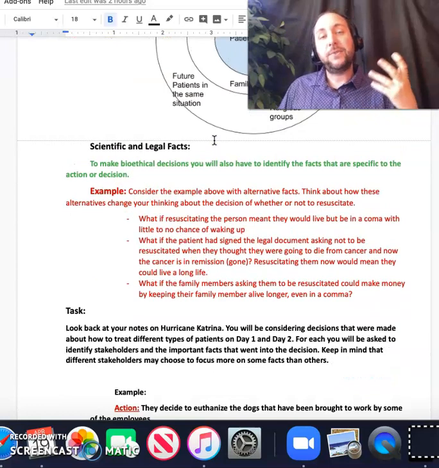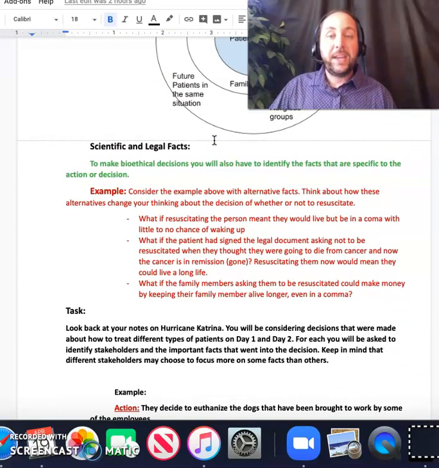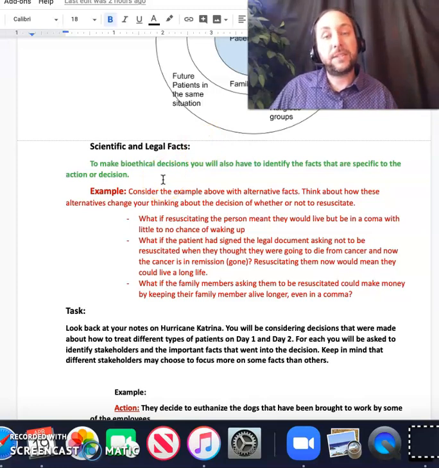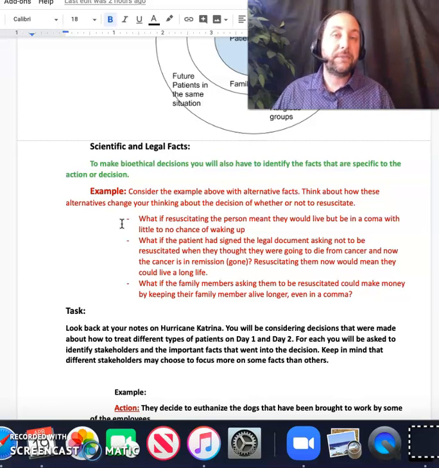But what if I gave you some additional facts, right? And I said, would this change your thoughts about it? Should we have resuscitated that person or not? Legally, right now, they would not. If you have a DNR, it doesn't matter what your family wants. The hospital, the doctors are legally not allowed to save your life. But would that be changed if different situations were true? What if resuscitating the person meant that they would live, but they would be in a coma with little or no chance of waking up? Do you think that's an important fact to know?